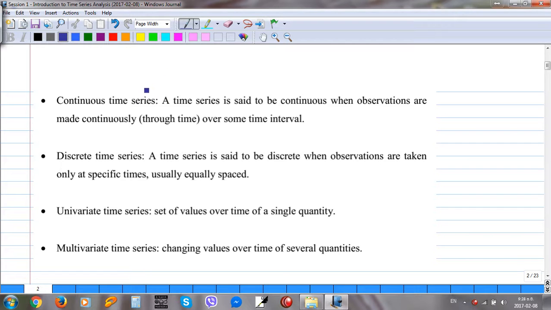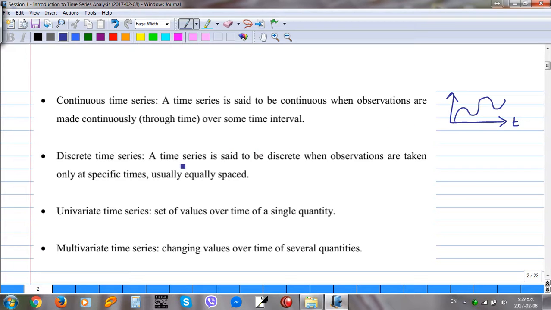Then, there are two types of time series: a continuous time series and a discrete time series. A time series is said to be continuous when the observations are made continuously through time over some time interval. It means if you take a time series that goes continuously like this, with no breaking points, that is a continuous time series.